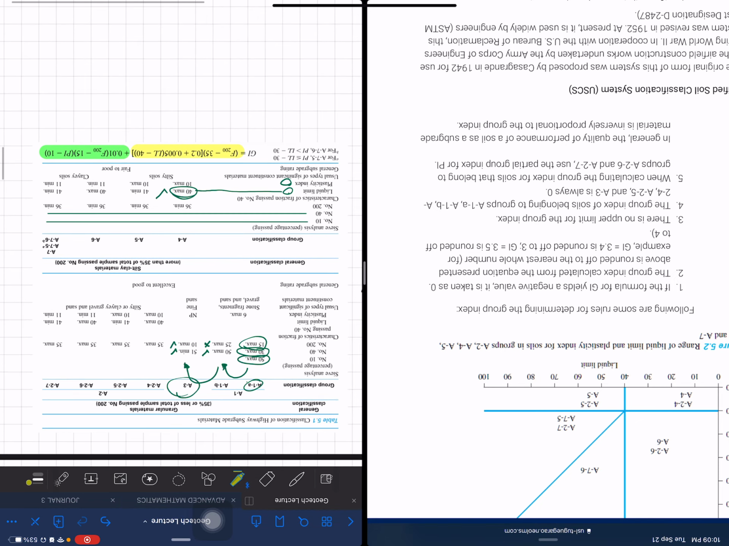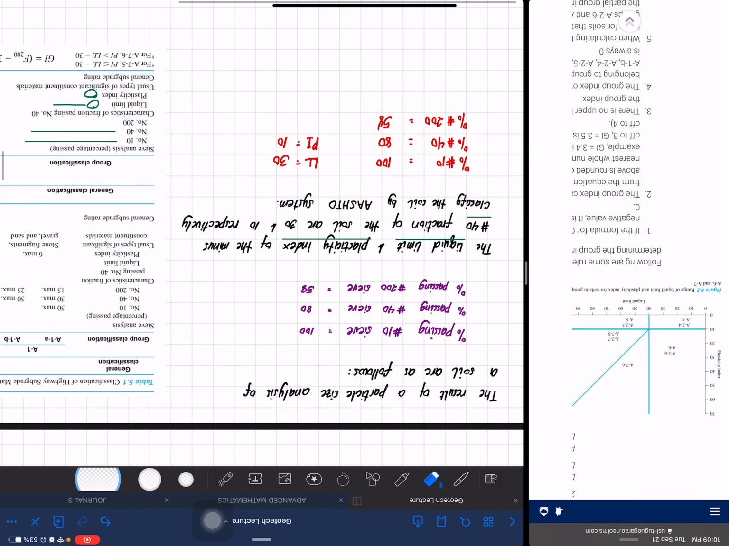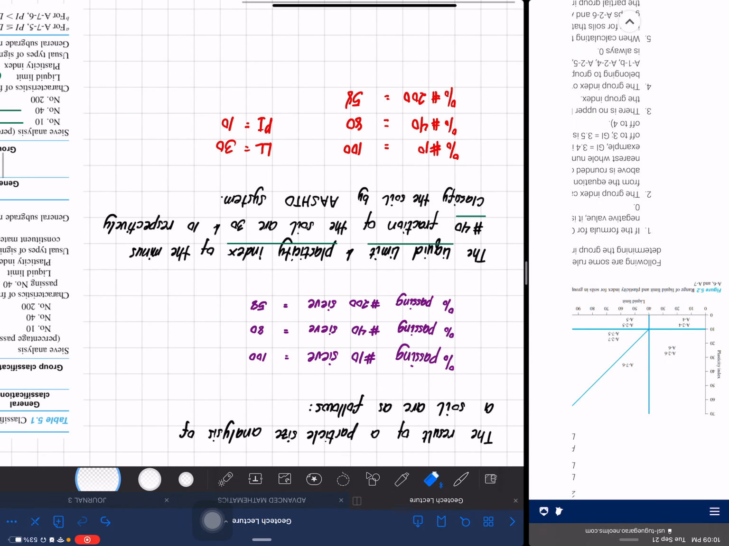So para mas maintindihan natin, meron tayong example in here. So, ito yung example natin. We have percent passing number 10 sieve, number 40, and number 200. Then, binigay din niya yung plasticity index of the number 40 fraction. Take note, the liquid limit and the plasticity index should always be the number 40 fraction. Okay? And this, ayun nga, 30 and 10 daw ang liquid limit and plasticity index respectively.